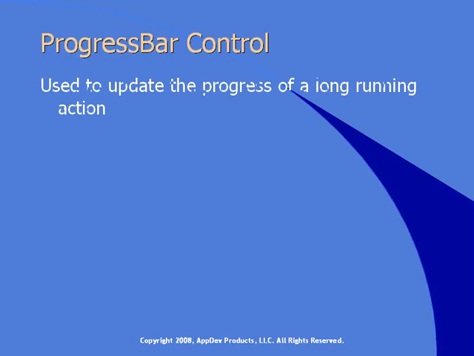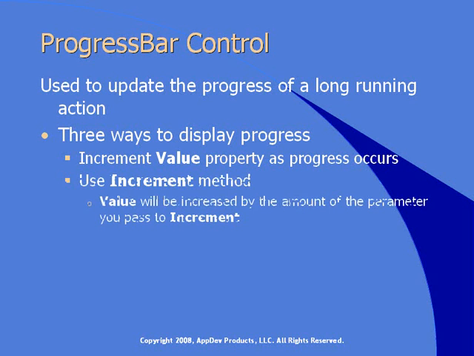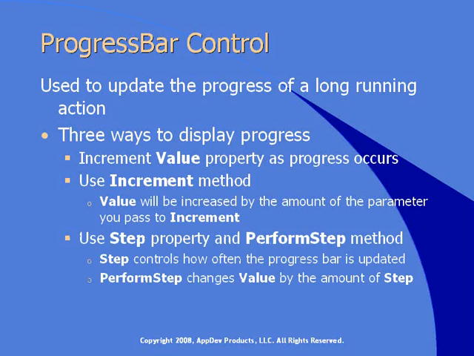Progress bar control you'll use to update the progress of a long-running action. There are 3 ways to do this. The first way is by incrementing the value property of the progress bar. You can also use the increment method, which increases the value property by an amount that you specify. And the third way is to use the step property and the perform step method together. The step property controls how often the progress bar is updated, and perform step will change the value by the amount that's in step. So let's go see a demo of how we can use the picture box and the progress bar control in a form.